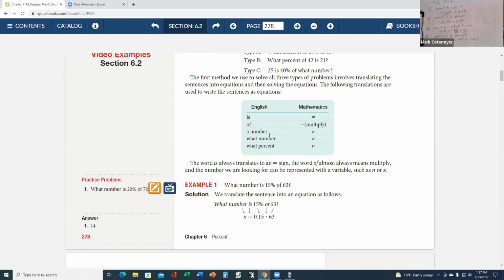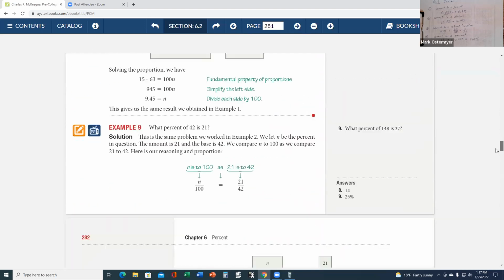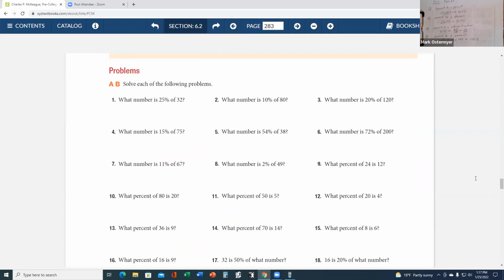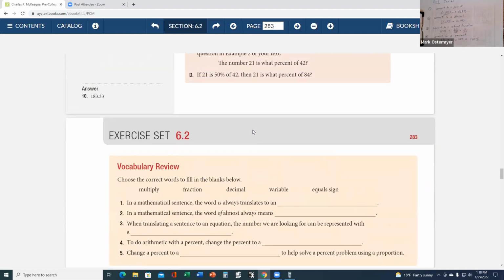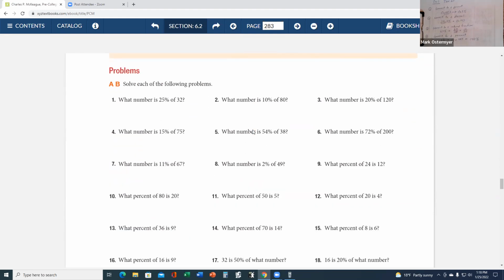When you see the word of, it means multiply. If you see the phrase a number, we replace it with a variable, an unknown. Normally they use the variable n. You can use x or any other variable you want to use. If you see the phrase what number, that means unknown. Replace it with a variable. If you see the phrase what percent, that means unknown. Replace it with a variable. Okay. So what we're going to do here is learn how, ladies and gentlemen, to translate a percent word problem into an equation, and then we're going to solve the equation. So I'm just going to drop on down to the exercise set in section 6.2, and we'll start doing some of these problems here, okay?